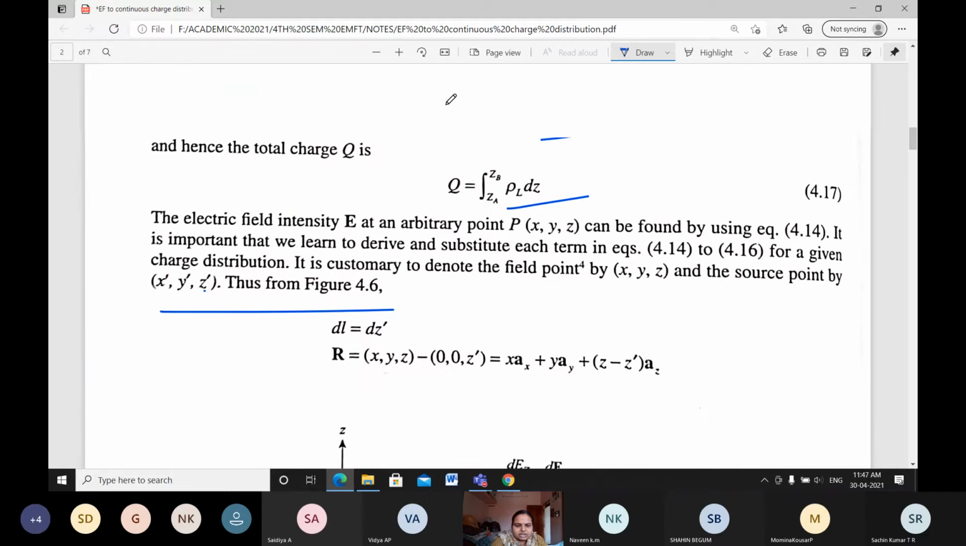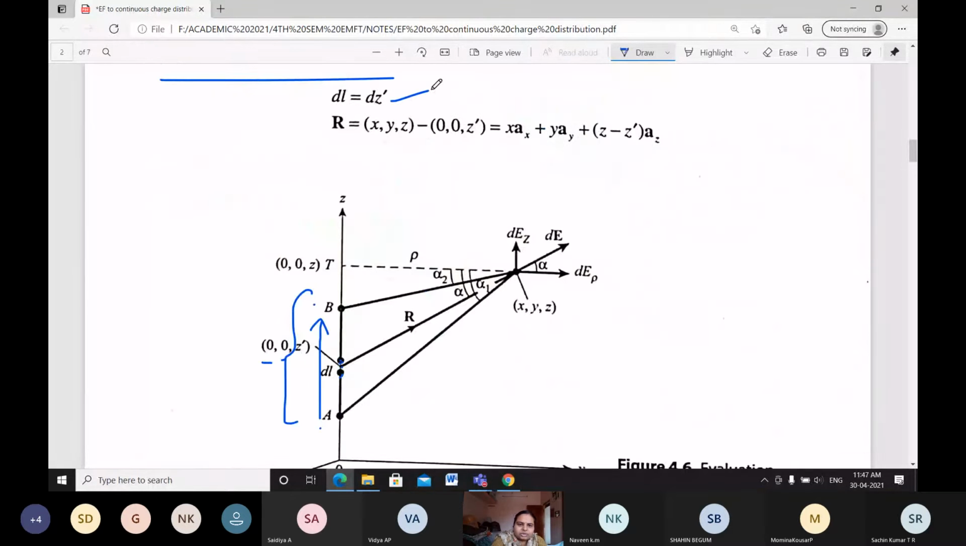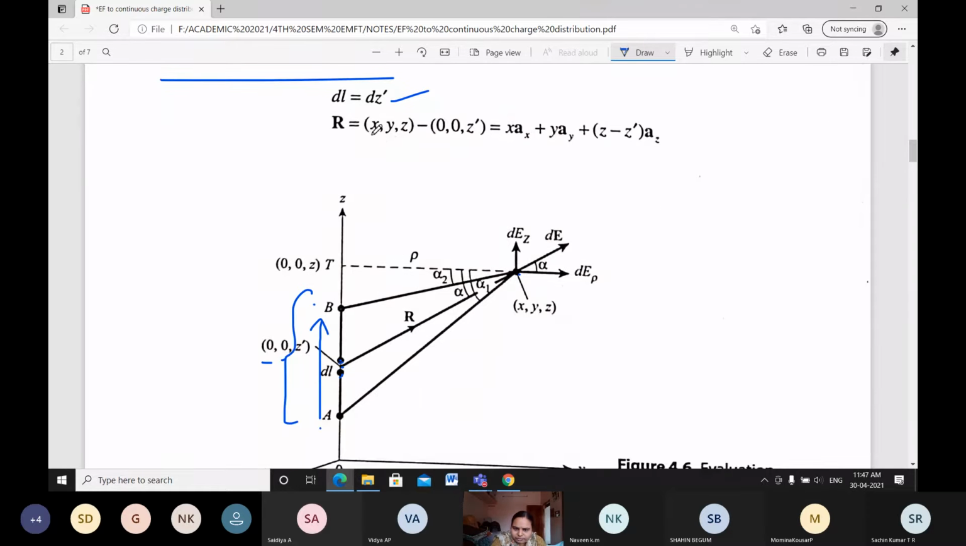This is different, and this is for the point we are referring to. For that reason, here is going to be dz dash. Then what is the distance from this point to the P point, where it is located? We have already come across how to write the equation.